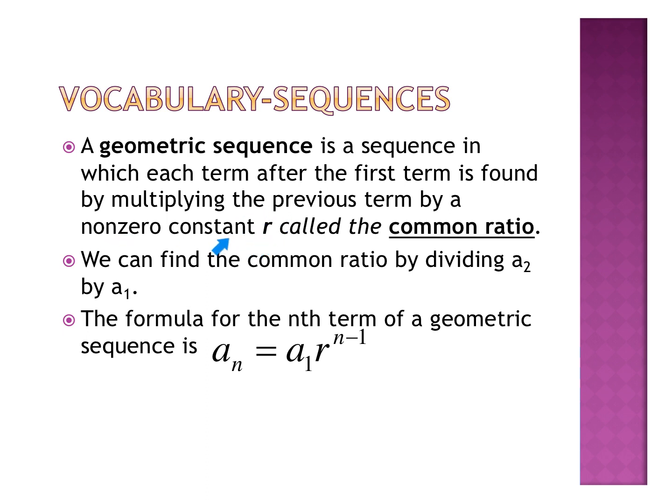R cannot be 0, otherwise it would just be all the same number. We can find the common ratio by dividing the second term by the first term, a2 divided by a1. You could do a3 divided by a2. And the formula to write the nth term of a geometric sequence is an equals a1 r to the n minus 1 power. These are exponential equations. They're exponential patterns.